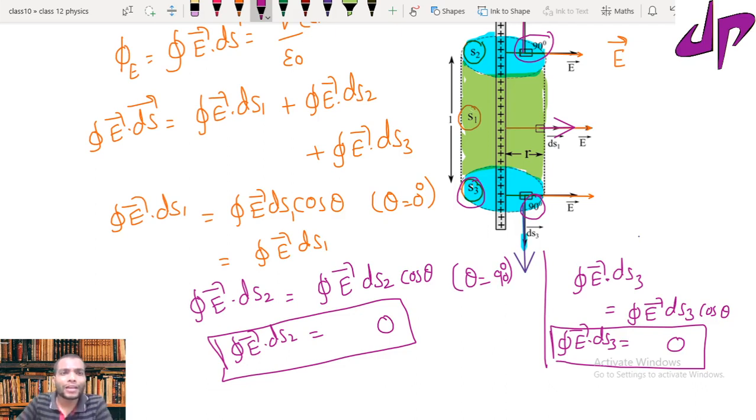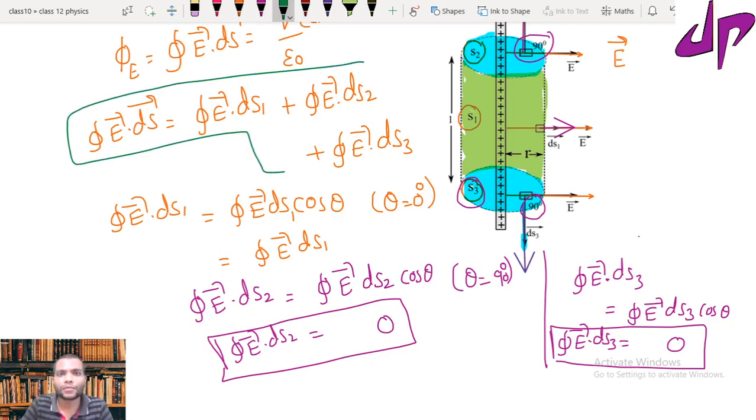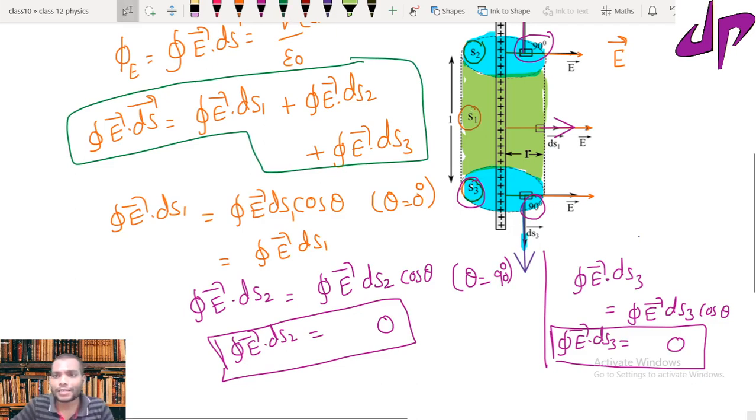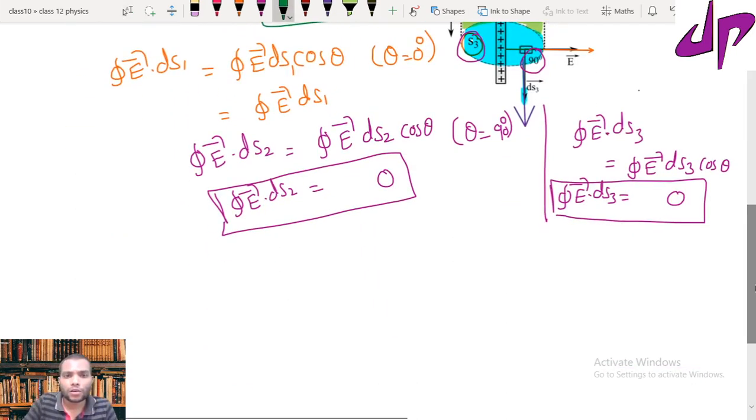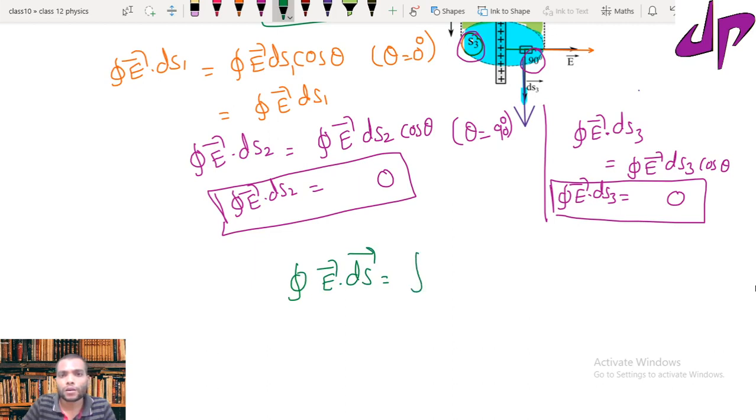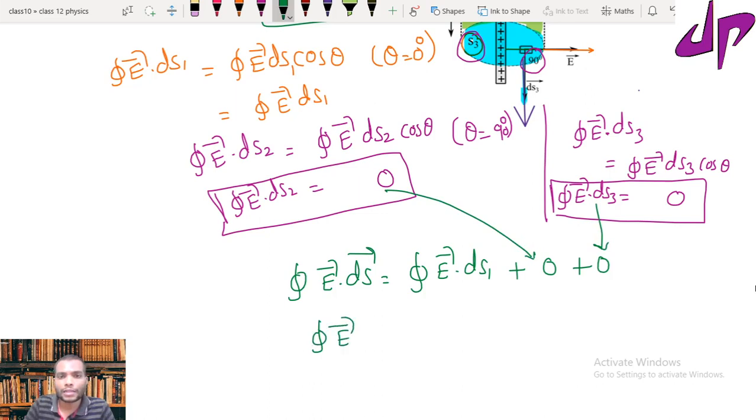Now to get the total electric flux, in this expression, if I wish, I can substitute the total. The closed integral of E bar dot ds bar equals the closed integral of E bar dot ds1 plus 0 plus 0, because the other two surfaces contributed 0. So now the total E bar dot ds is only contributing the flux due to the curved surface, E bar dot ds.